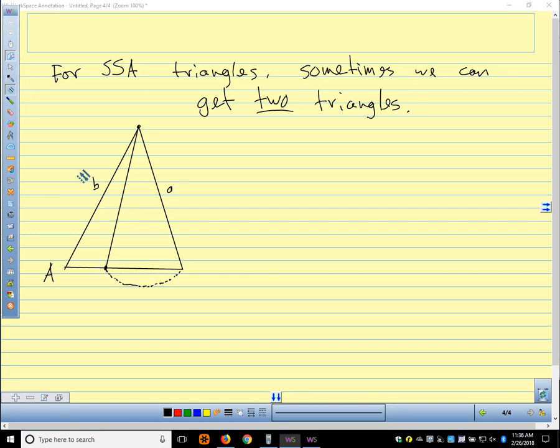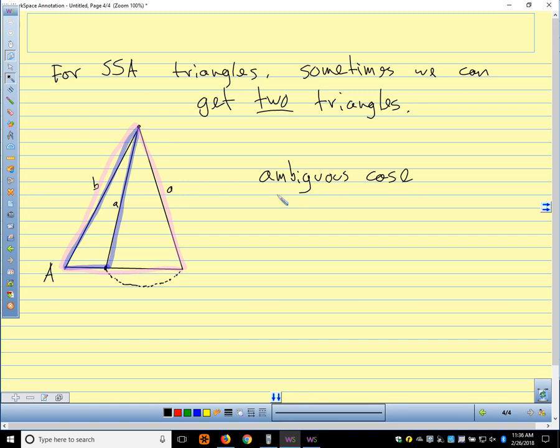And here is another triangle with side A, side B, and angle A. So I get this little thin triangle, and I get this bigger triangle that both have the same angle and the same sides. And we have to figure out which of those possibilities. For law of sines, we'd have to take into account both possibilities. We call this the ambiguous case.